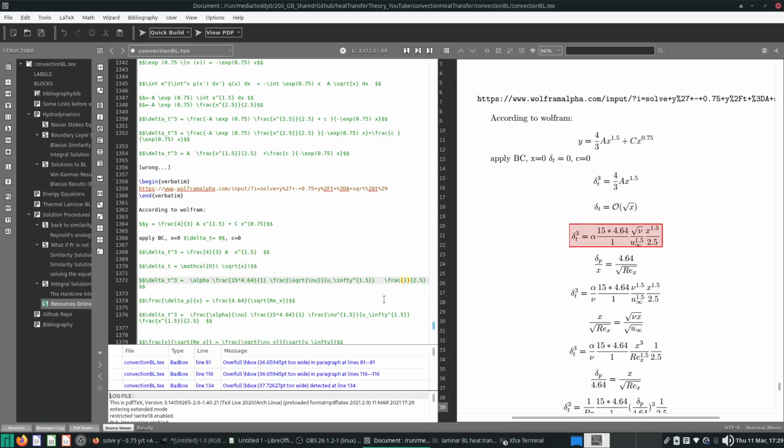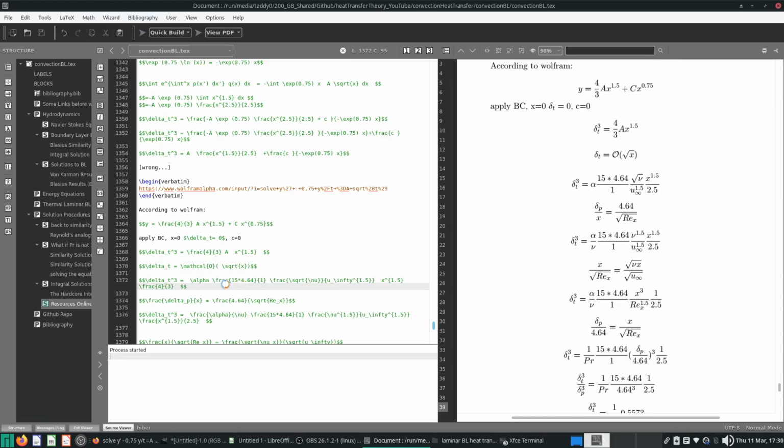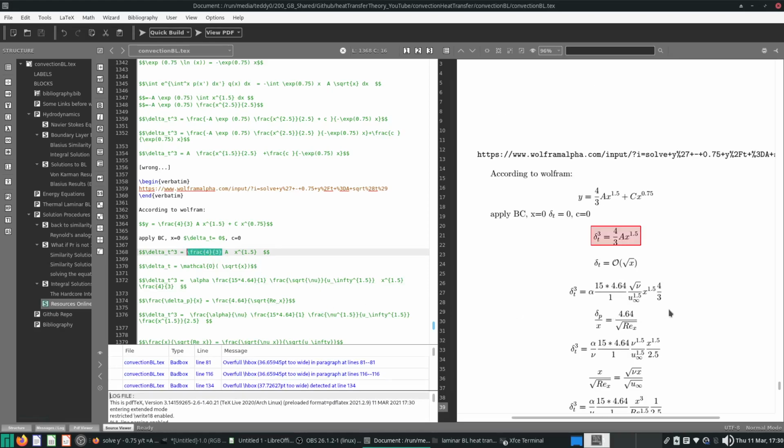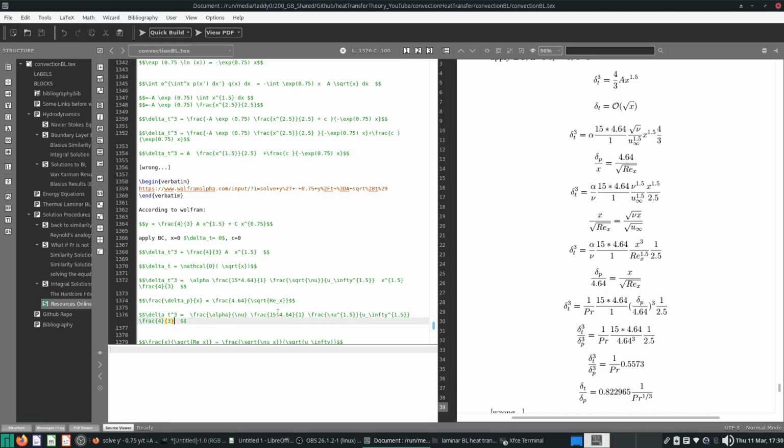So let's do this. We'll do 4/3. Then the substitution will go on as per normal, but everywhere I see this 2.5, I need to replace it with 4 over 3. That's why everything is off. All these equations are pretty off. But the order of magnitude of x and everything is still the same.